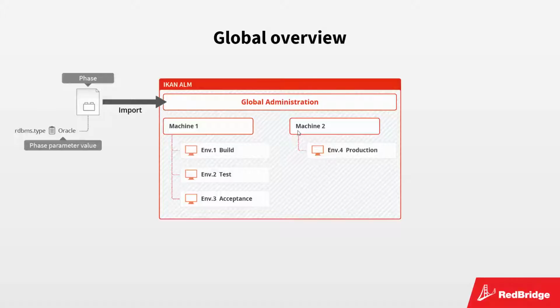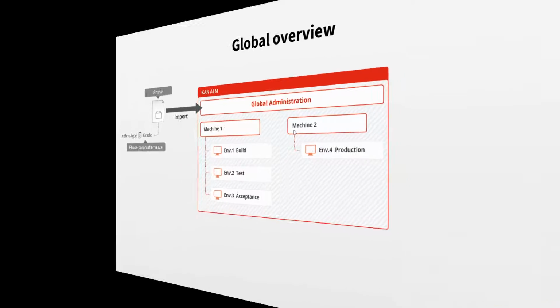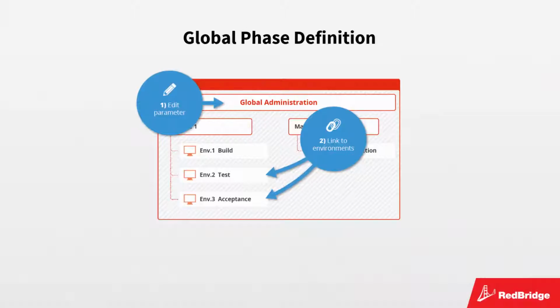When you import a phase into IcanALM, the initial parameter values from the script are set in the global definition of the phase. If you add the phase as is to an environment, those initial values will be used when running the phase. Of course, it's unlikely that all initial parameter values are correct for your configuration. So the first thing to do before linking the phase to any environment will be to verify the imported initial values and to adapt them where needed in the global definition of the phase.